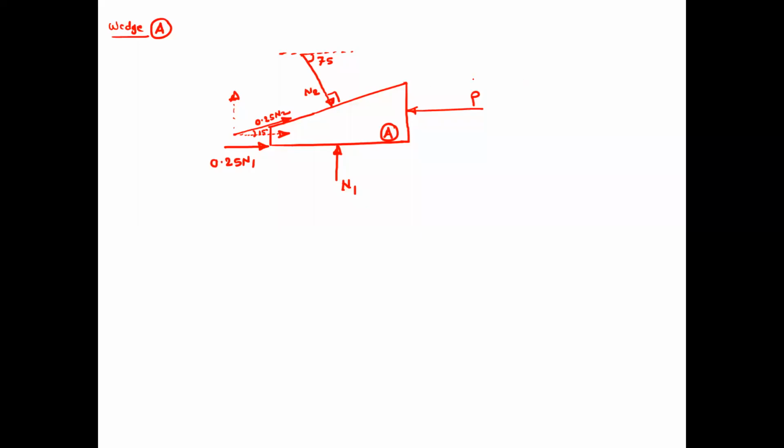Now consider the wedge A. So this is the free body diagram for the wedge A. We have the force P on the left side, then normal reaction N1 perpendicular to this surface. Then 0.25 N1, it is the friction force at the contact surface 1. Then this is normal reaction N2 between wedge A and wedge B.